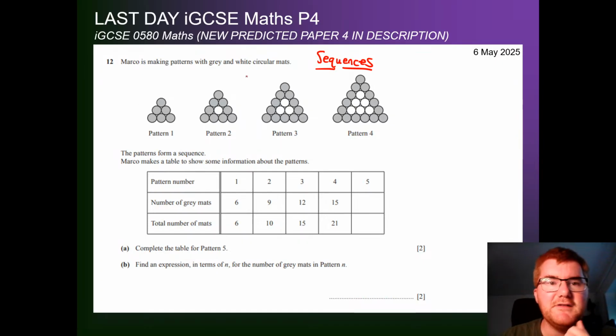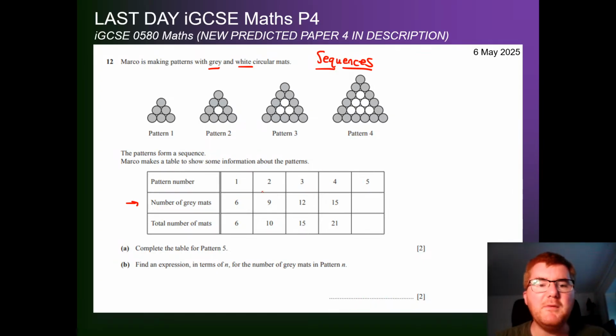So Marco here is making lovely patterns with grey and white circular mats, and it forms a sequence, and he's counting the number of grey mats. So you can see there are 6 in the first one, and there are 9 grey and then 1 white to give us 10 total. And so you can see how the table is formed, and we need to find and complete the table for pattern 5. Now generally when you have patterns, you want to be looking at the differences between each of the terms, and notice here we have just +3, so we've got +3, +3, +3. So we're just going to add 3 again, and that gives us 18.